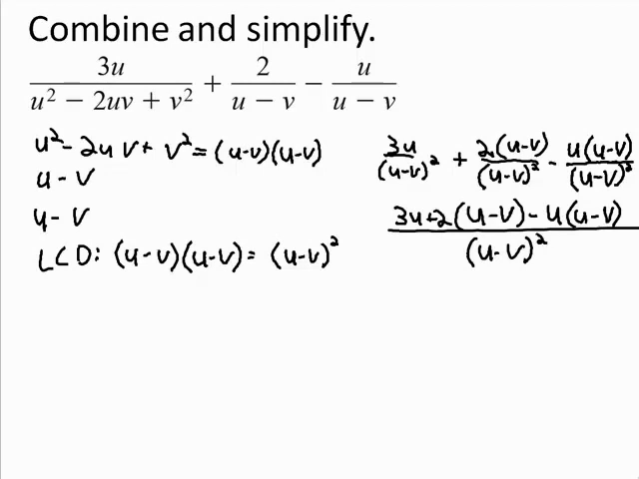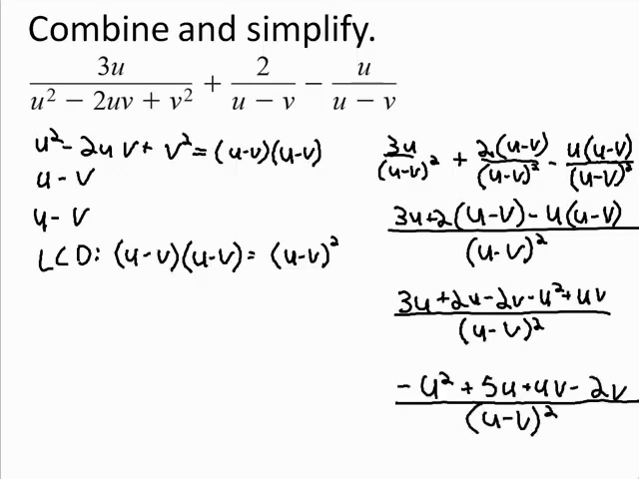Distribute the 2 to the u minus v and the negative u to the u minus v. 3u plus 2u minus 2v minus u squared plus uv divided by the quantity u minus v squared. Combine like terms. The simplified expression is negative u squared plus 5u plus uv minus 2v divided by the quantity u minus v squared.